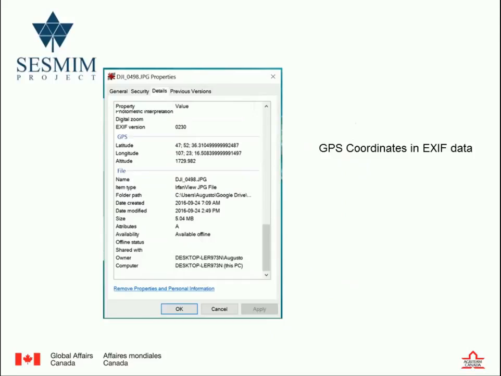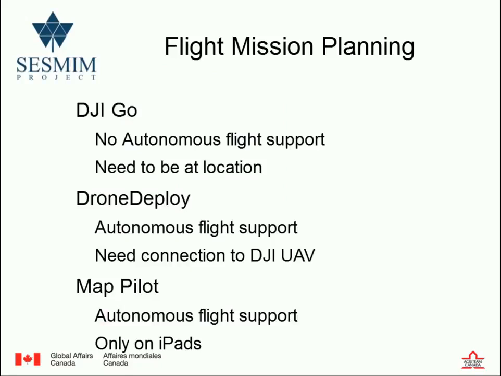All right, and the most important part we need is the latitude and longitude. This comes out of the GLONASS GPS inside the drone. Each image has a geolocation point. Without this, we cannot process the ortho photo. Okay, so DJI Go, when we did this, doesn't have autonomous flight support. You need to be at the location to create a waypoint.